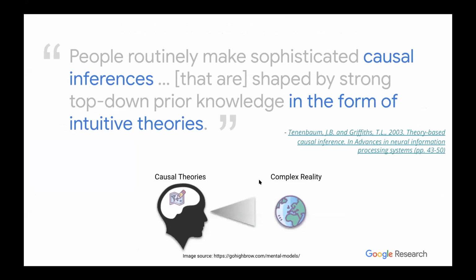What we discovered is that we as humans make sophisticated causal inferences during our process of decision making. Causal inferences are our way to guess why something is happening. How are things related? What caused what? We make these kinds of inferences based on strong top-down prior knowledge in the form of intuitive theories. In the work that we've done, we call these causal theories because of their relationship to causality. These are the models that we have in our head that we create over time as we interact with complex realities. These models are our guesses, our theories about why certain things happen. And these have a serious impact on the decisions that we make.